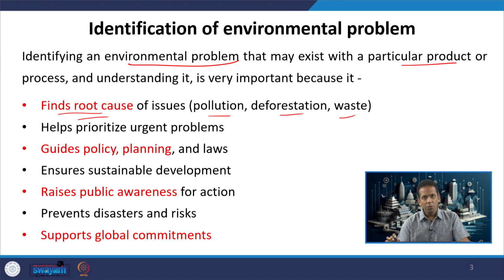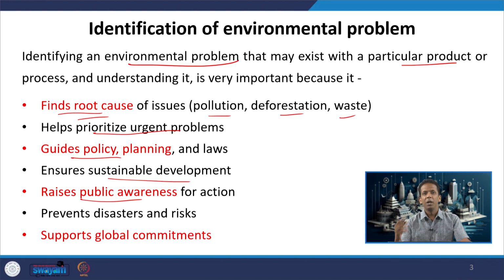Then, once we know the problem, it helps to prioritize the urgent problems. If we have more than one problem, let us say there is a list of problems associated with a particular product or service, we can prioritize them: which is more urgent, which can take some time, and which are the less urgent ones. Then it will help to guide policy, planning and laws. Once we know the problem, we can think of how we can change some policy and planning to address that problem, so that it does not happen in future. It ensures sustainable development, obviously. It raises public awareness for action.